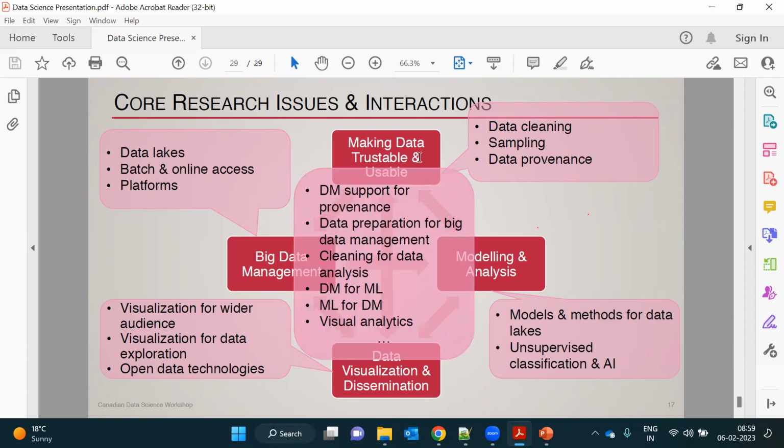Any doubts? So overall, you can see that data preparation, data cleaning, data model building, and machine learning for data modeling, visual analytics, all these are present in data science.